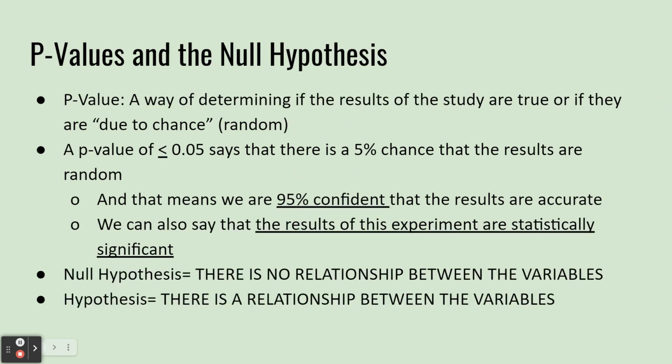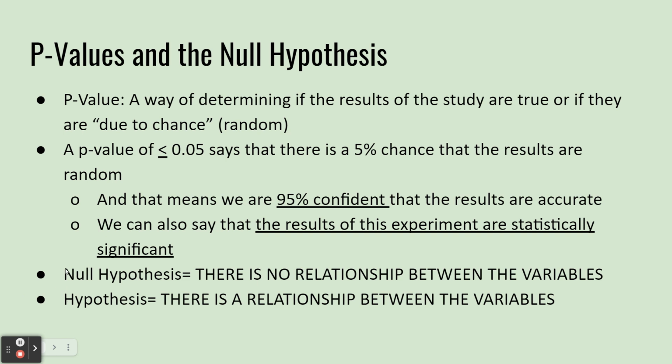When we're talking about statistical significance, we have to talk about something called p-values. P-values are a way of determining if the results of the study are true or if they're random or due to chance. Once the equations are solved, you want a p-value of less than or equal to 0.05. So this says, if I converted this to a percentage, there's a 5% chance that the results are random. So this means that we are 95% confident that the results are accurate. We can also say the magical words, the results of this experiment are statistically significant.